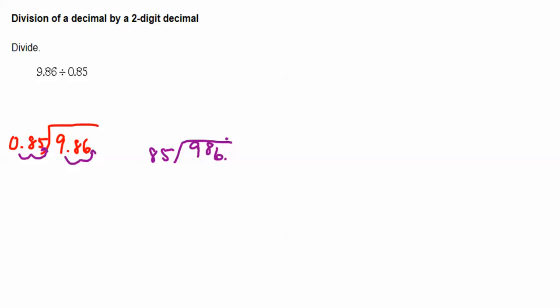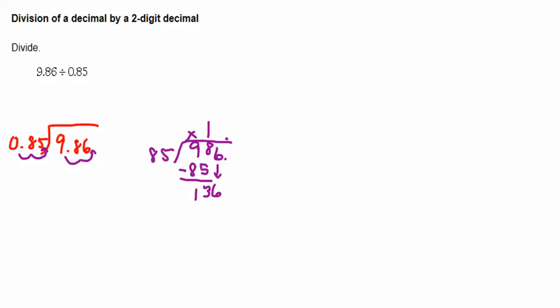Okay, so 85 going into 9 doesn't go in. 85 into the 2 place values, 98. 85 goes into 98 one time, so 1 goes above the 8, and then we multiply. 1 times 85 is 85, and then we subtract. 8 minus 5 is 3, and 9 minus 8 is 1. After that, we drop our next place value down.